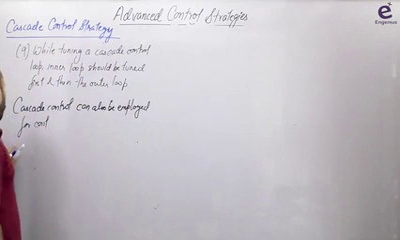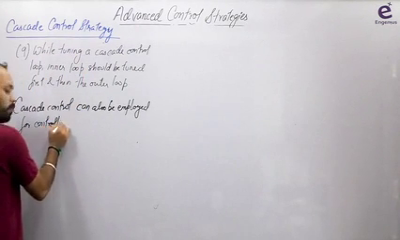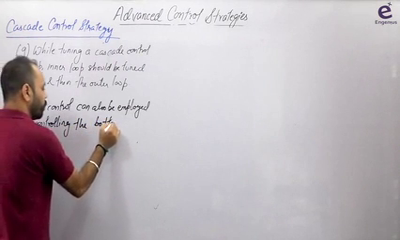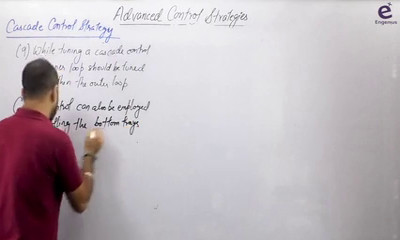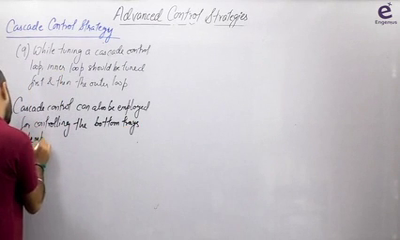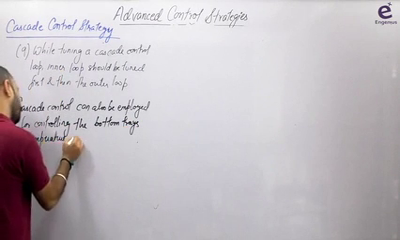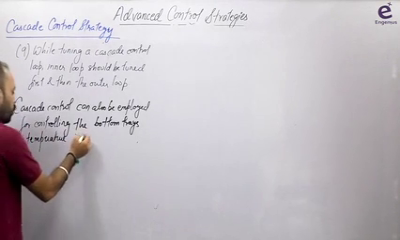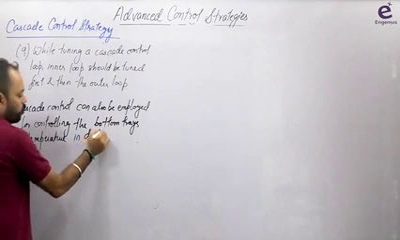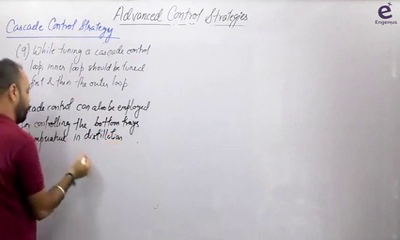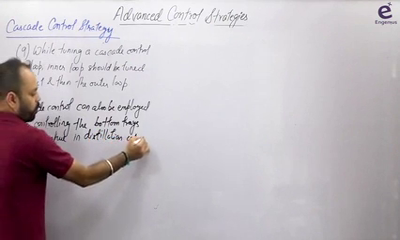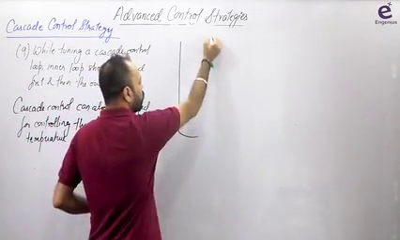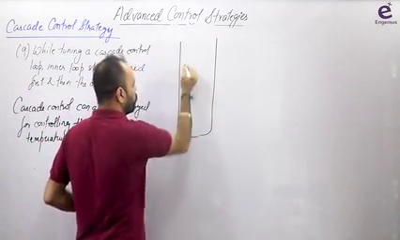Cascade control can be employed for controlling the bottom tray temperature. Bottom tray temperature in a distillation column. See how? I'm not saying that these are the only two possible examples. There are various examples in distillation. Note down, distillation column. Suppose we have this bottom section of a distillation column. This is the bottom section of the column. Okay.